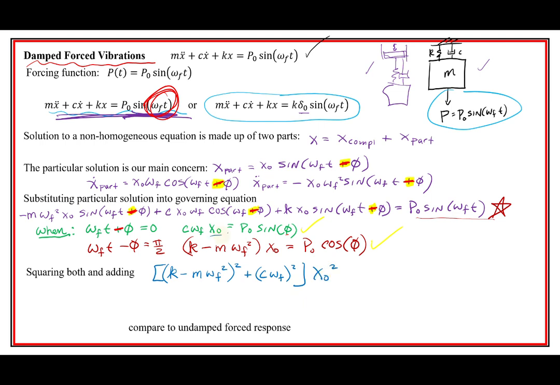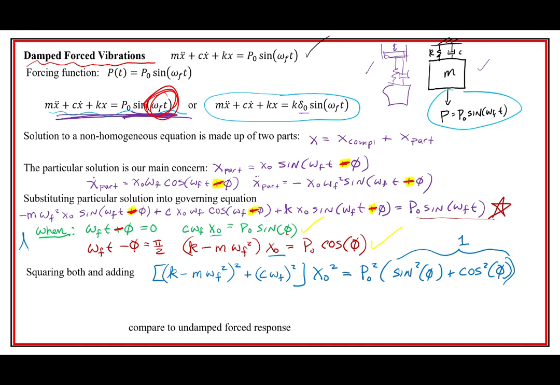because we squared both of that and we squared that, and then equals P0 squared times sine squared phi plus cosine squared phi. We recognize that that's equal to 1.